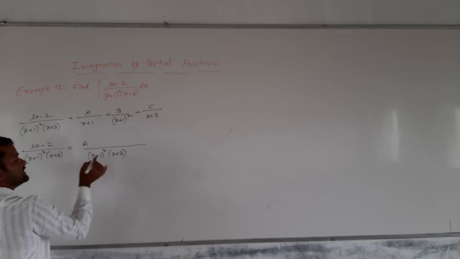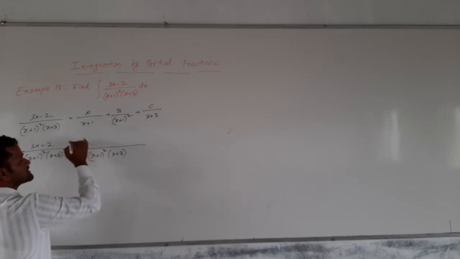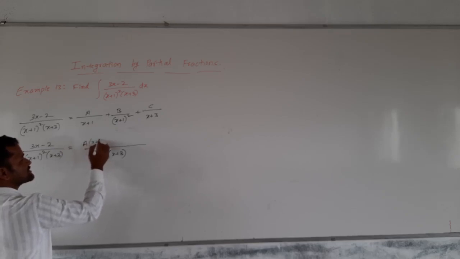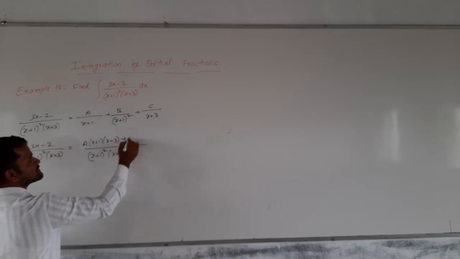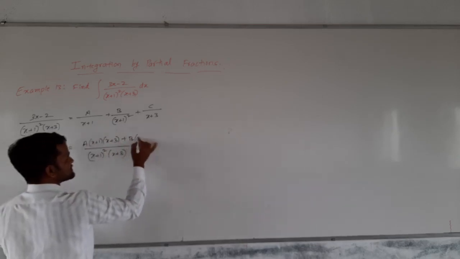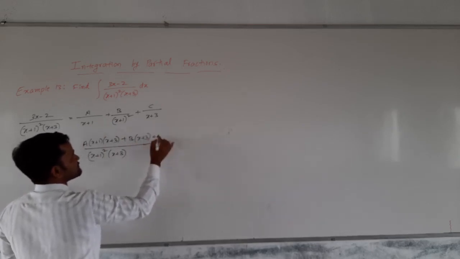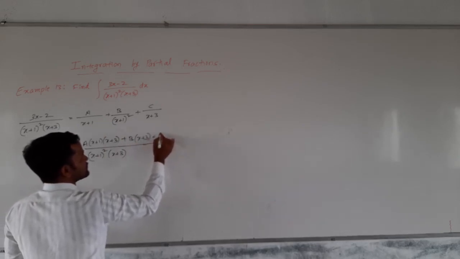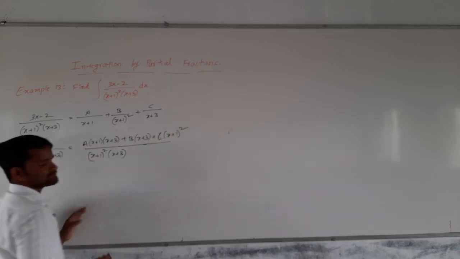A into (x + 1)² into (x + 3) is there. A into 1 time (x + 1) means another 1 time (x + 1) I have to write into (x + 3). Now plus b into (x + 1)², remaining is (x + 3). Next plus c into (x + 1)².